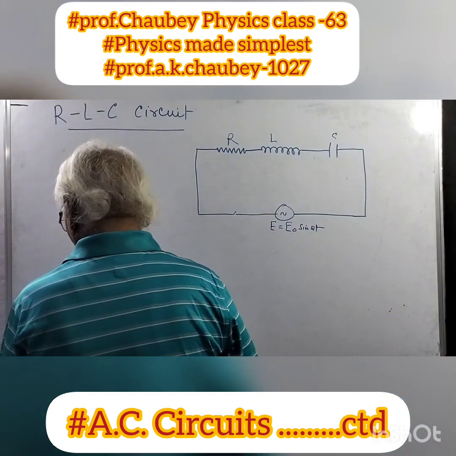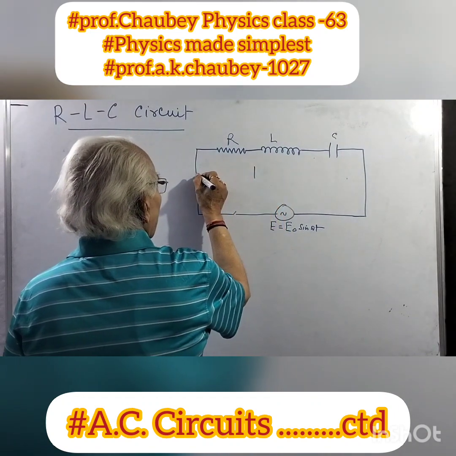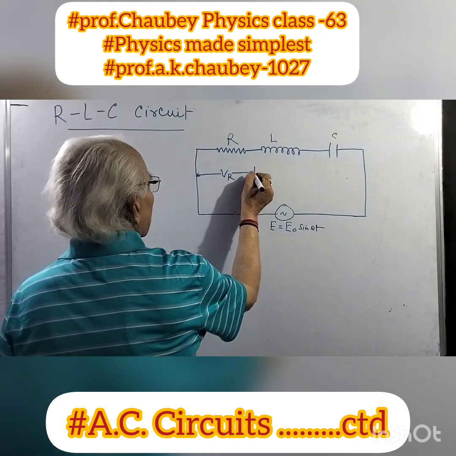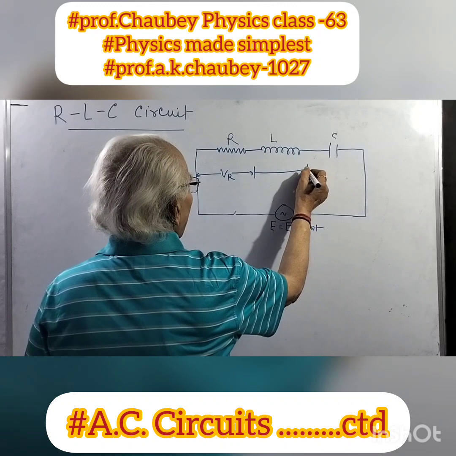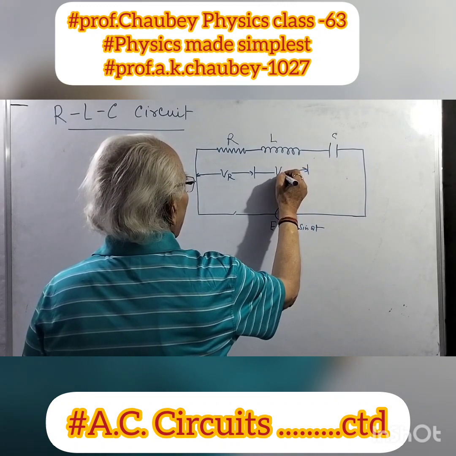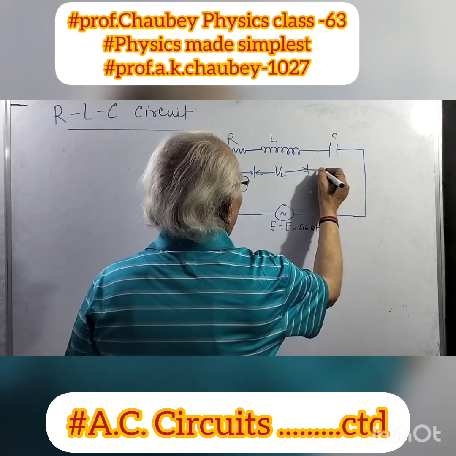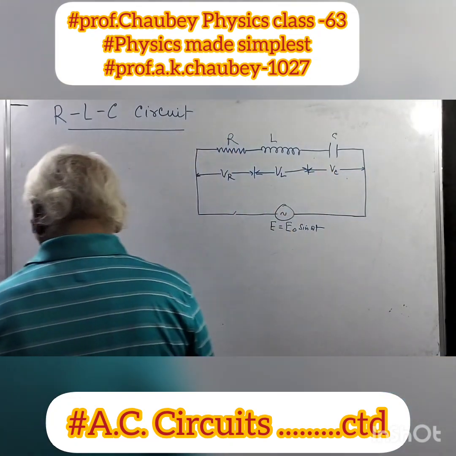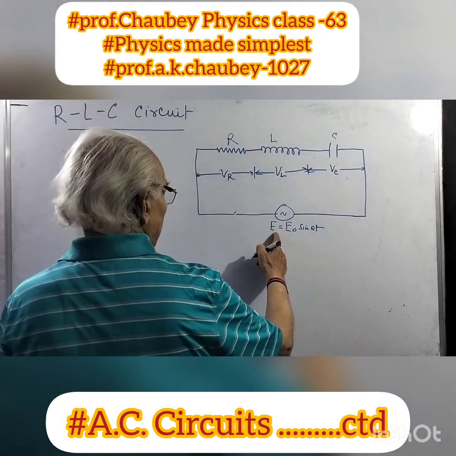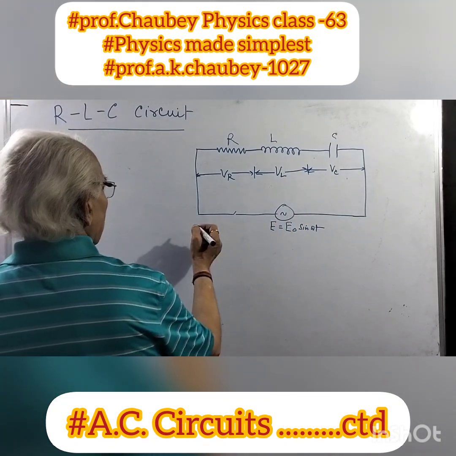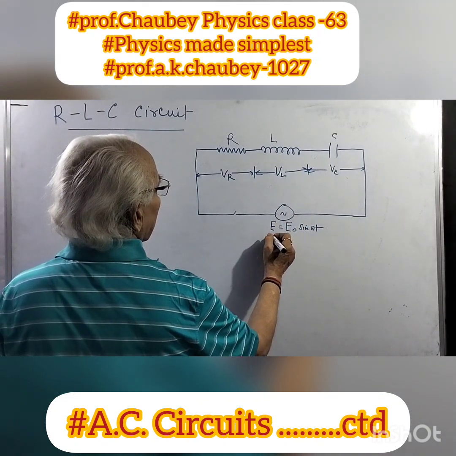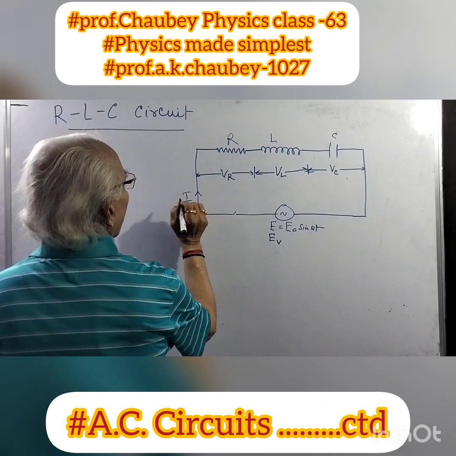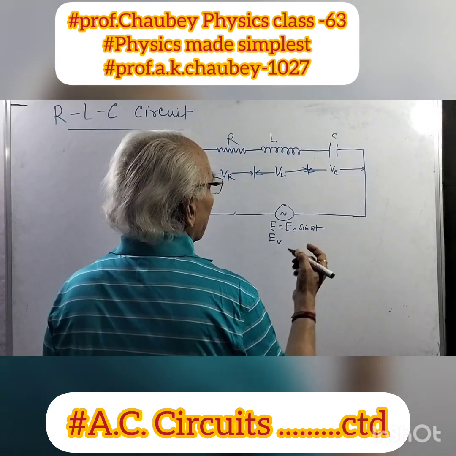There is a circuit. Here this involves a potential drop across resistance, this has a potential drop across inductance, and this has a potential drop across capacitance, and this is E equal to E naught sine omega t. So our RMS value is EV, average value is EV, and this is the current IV, or IB is the average value.